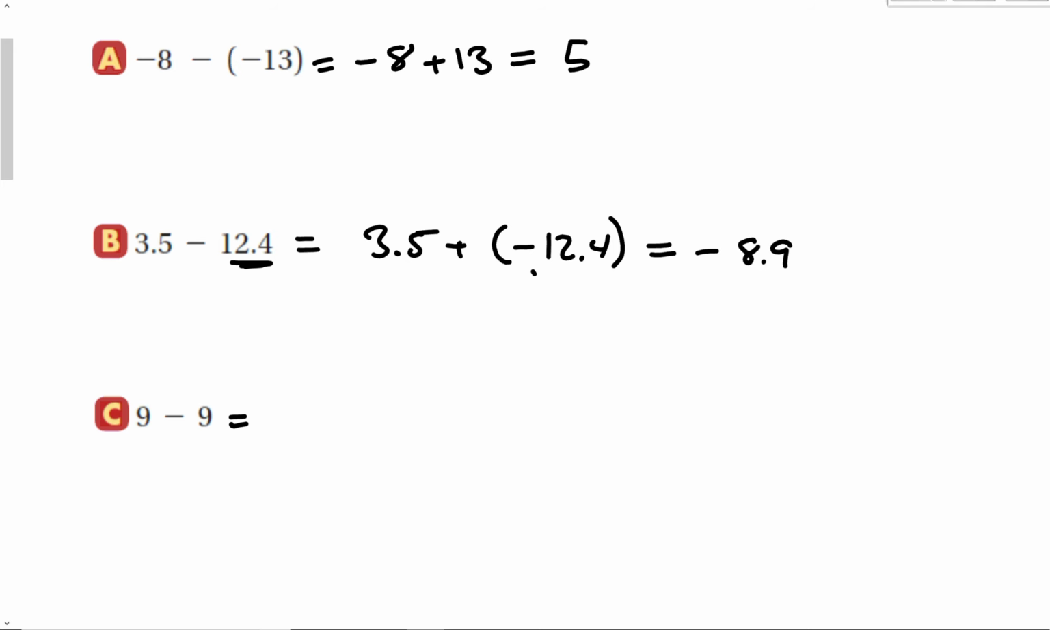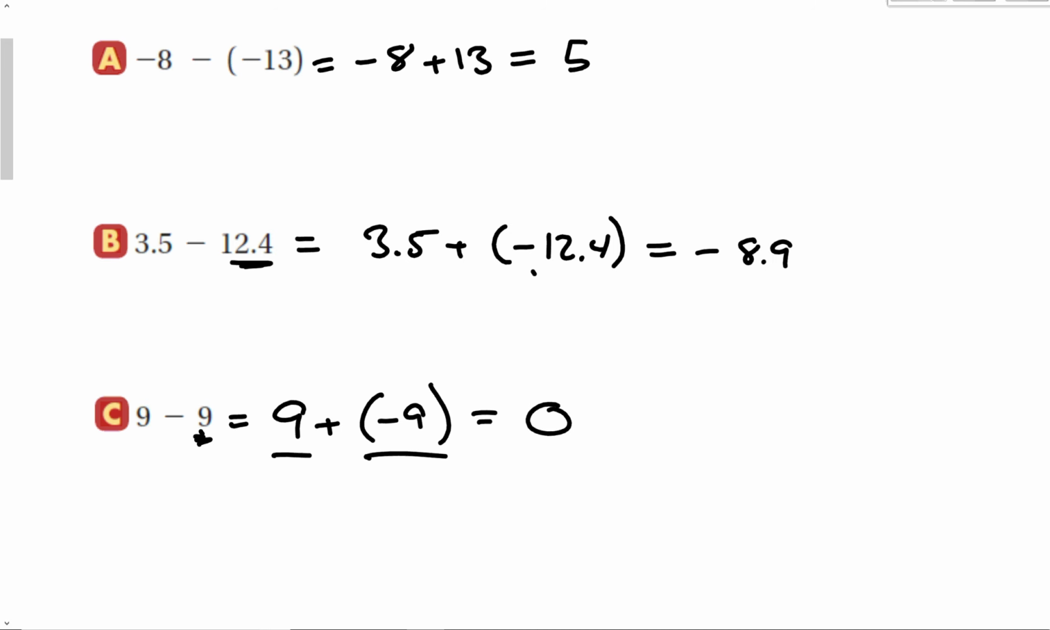The last one, 9 minus 9. Well, I know it's 0, but let's look at this. We're going to do 9 plus the opposite of 9, which is negative 9, which gives me 0. And I can see that those are additive inverses of each other because they add to 0.